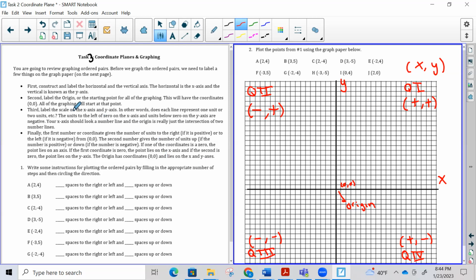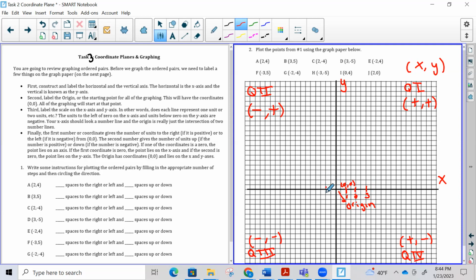So it says label the scale on the x and y axis. In other words, does each line represent 1 unit or 2 units? So if you're not given a scale, we usually assume it's 1, but you should mark it. I'm going to go by 2s just to make it easier. So I'm going to do 2 blocks is equal to 1.